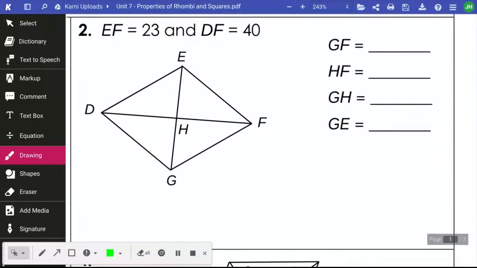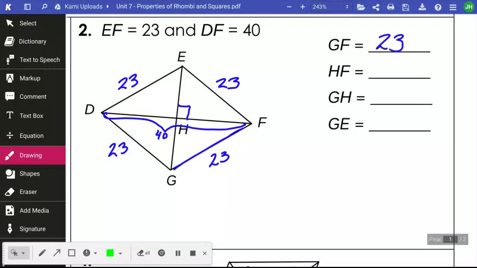Moving on to the next example, we have EF is 23, which means all of these sides are 23 because it's a rhombus. So I'm going to go ahead and fill that in just in case it becomes useful. And I know that DF, this entire segment here, I know it's 40. Okay, so just in case that's useful, go ahead and mark it down. And just remember that that's a right angle. That also might be helpful. So GF is what we're first going to look for. And GF is this, and we already said it's 23 because all the sides of a rhombus are equal, 23.